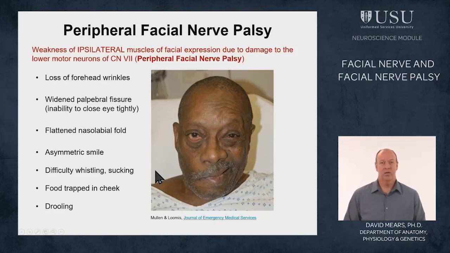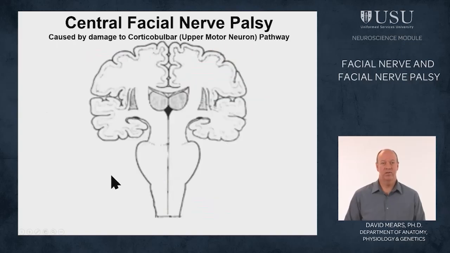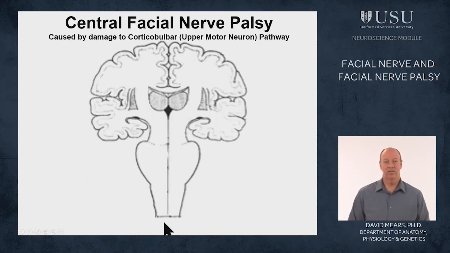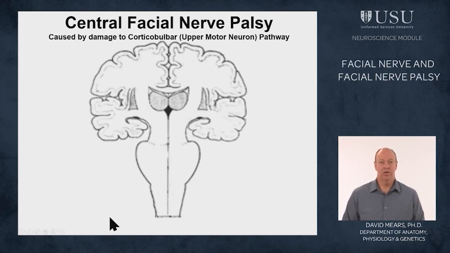Now we can also get weakness of facial expression due to problems with upper motor neurons, the upper motor neurons that control the motor functions of the facial nerve. And that pathway is called the corticobulbar pathway. So remember back when we did the spinal cord, we talked about the lower motor neurons being way down in the ventral horn of the spinal cord. And then we had upper motor neurons in the cerebral cortex whose axons went down as the corticospinal tract in order to provide controlling inputs to those lower motor neurons.